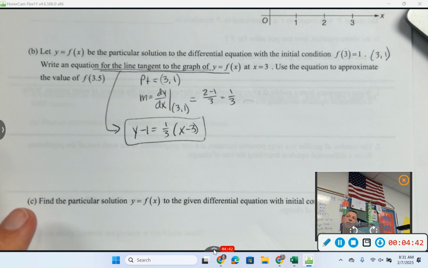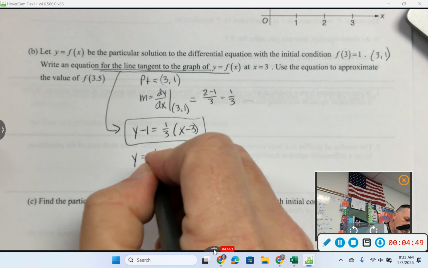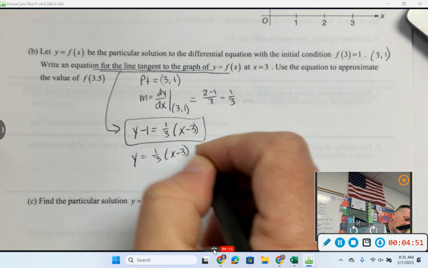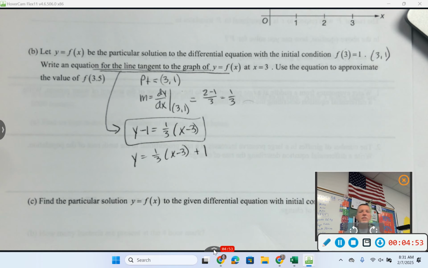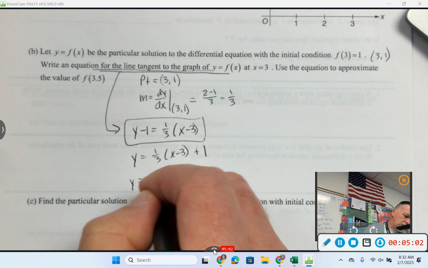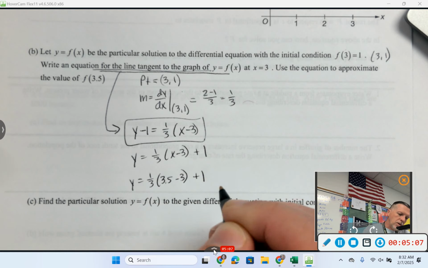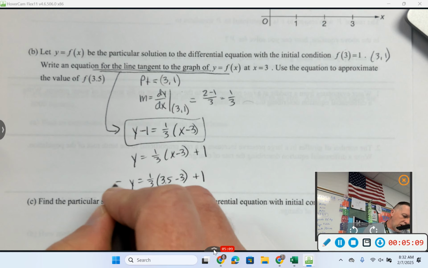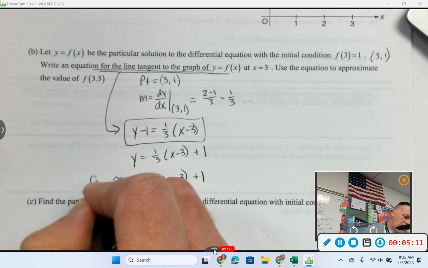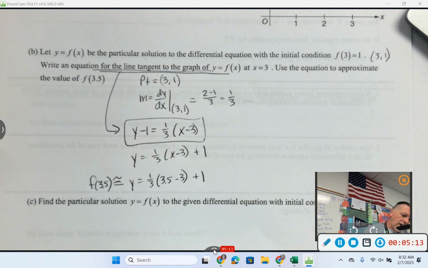Okay, get y by itself, and then plug in 3.5. In fact, Ben's answer is perfect. Get y by itself, plug in 3.5, and then stop, like be done. y equals 1/3 times (3.5 minus 3) plus 1. And that's our approximation for f of 3.5.